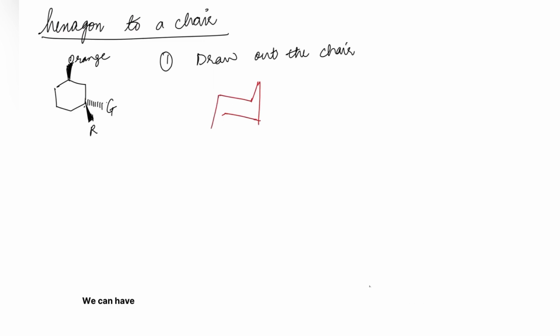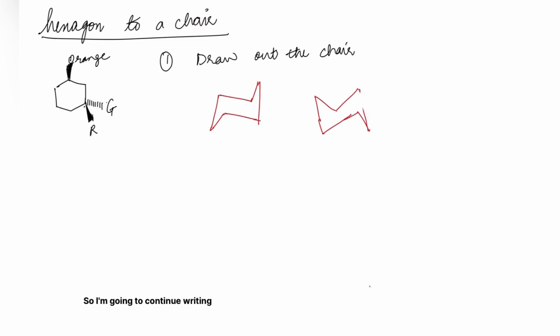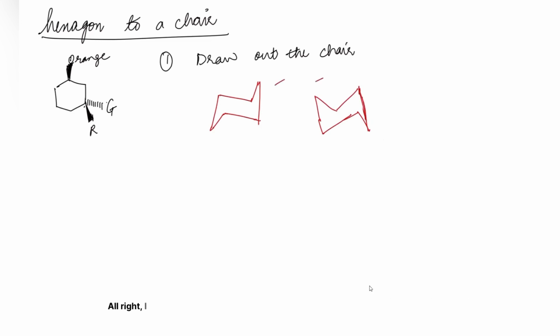We can have our chair drawn out in two ways, right? It can be either this, or it can also be that, but I like the first one better, so I'm going to continue writing my structure on the first one. You can choose to pick any that you want to. They both will give you the same results. All right. I'll continue working on the first chair.